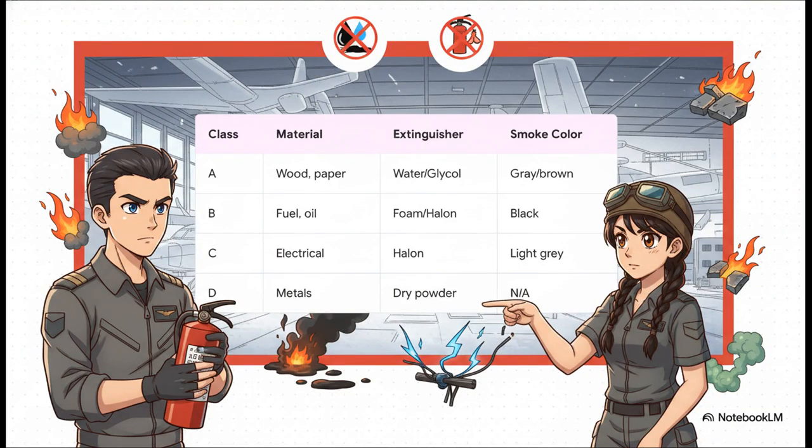How we actually eliminate that element totally depends on the class of fire. Class A fires, like paper or fabric, are fought with water. Class B fires involve flammable liquids like aviation fuel. Class C is electrical. Class D involves flammable metals like magnesium. You have to pay strict attention to the limitations here.